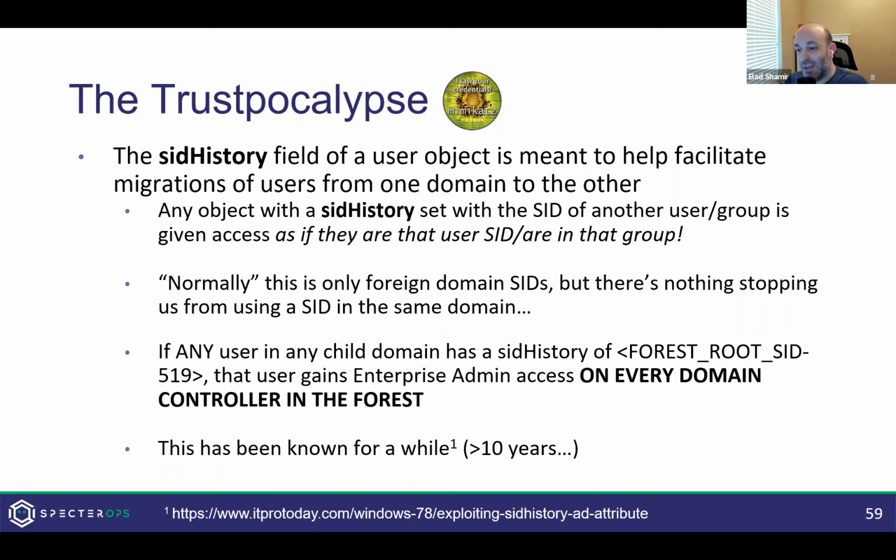How does it work? When users try to access services or resources, their access is evaluated not only based on their current SID, but also based on all the SIDs in their SID history. And we can abuse that. Let's say we compromise a child domain in a forest. We can add the SID of the Enterprise Admins group to the SID history of an account. And then that account will be treated as a member of the Enterprise Admins group, even without being added to the group. It is sort of a privilege escalation from domain admin to enterprise admin.